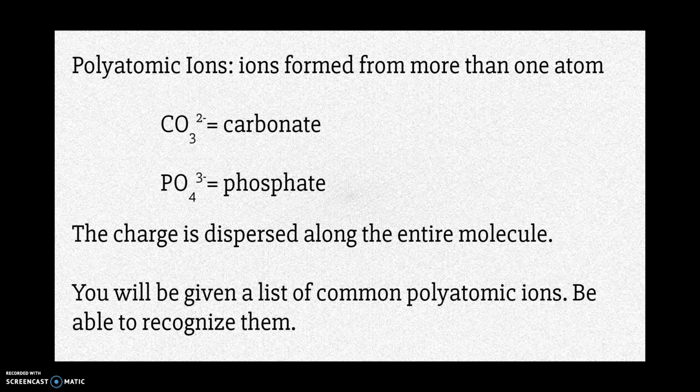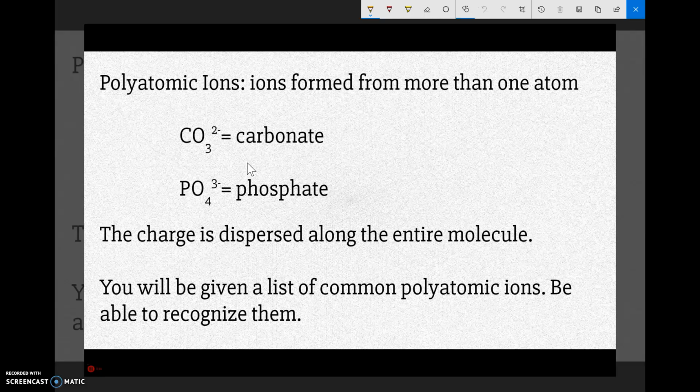So what happens in a polyatomic ion is the charge is dispersed along the entire molecule. So for example, this 2 negative charge means that we have 2 more valence electrons, and it's helping make this polyatomic ion stable. Like when we do Lewis structures, remember we'd always add the negative. Same thing here with phosphate, you needed 3 more electrons to become more stable. Okay.